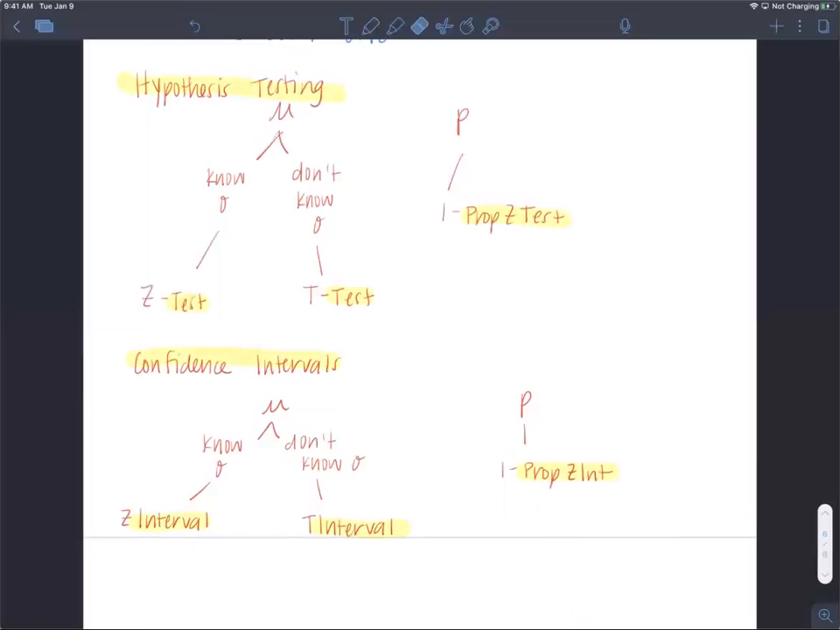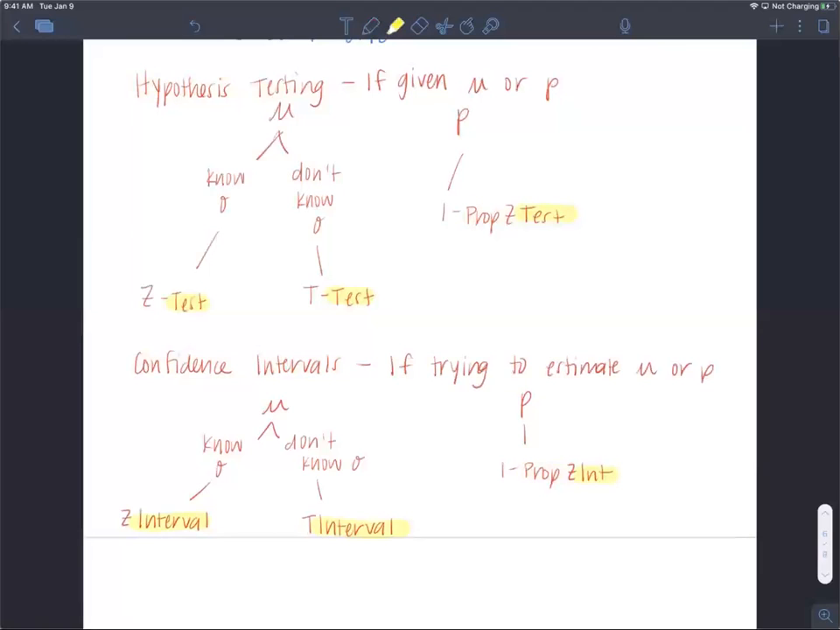You have to pay attention to what it's asking you. If you're given mu or p, this is the test; if you're trying to estimate mu or p, this is the interval. Does that make sense? Is everybody okay with this, with the difference between chapter 8 and chapter 7 now? Okay.